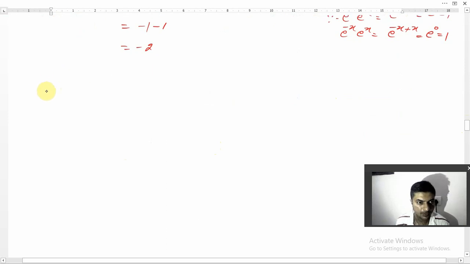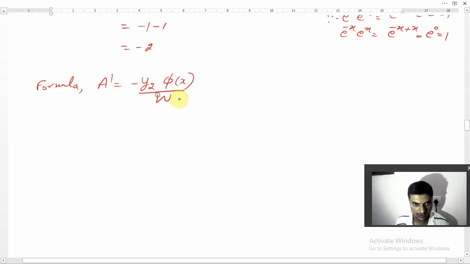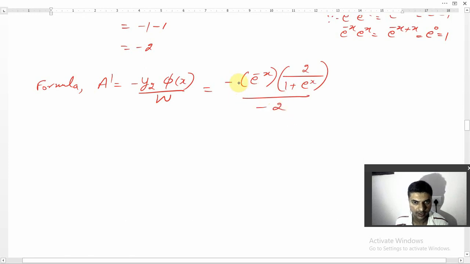So please remember, what is a dash formula? Directly you can take it, a dash is equal to minus y2 psi of x divided by w. Substitute the value, students. What is y2? Just previously I have taken y2 as minus e raised to minus x, and psi of x we have already taken 2 divided by 1 plus e raised to x, divided by w, which is minus 2. So minus will get cancelled. Please see here, this minus and this minus will get cancelled. 2 and this 2 will get cancelled. So the answer you will get is e raised to minus x divided by 1 plus e raised to x.